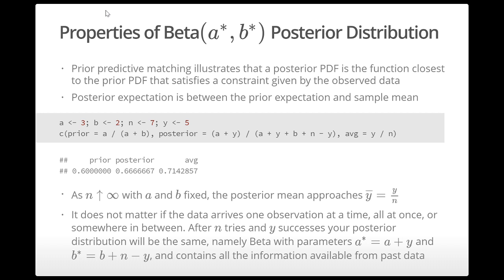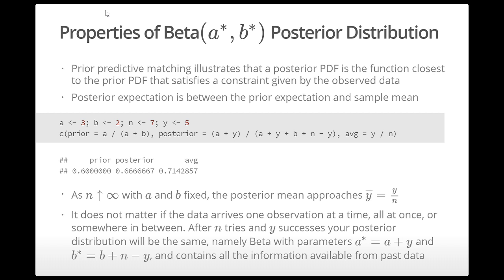And if you think about that a little bit, it illustrates that the posterior distribution, or the PDF of it that we obtained, is the function closest to the prior PDF that satisfies a constraint given by the observed data. So in a manner of speaking, the posterior PDF is a solution to an optimization problem. However, it is not the sort of optimization problem that you see most commonly in the social sciences and otherwise. In this case, it's the optimal function, whereas usually when we think of optimization in the social sciences, it's to find the optimal point or set of points if it's a vector.